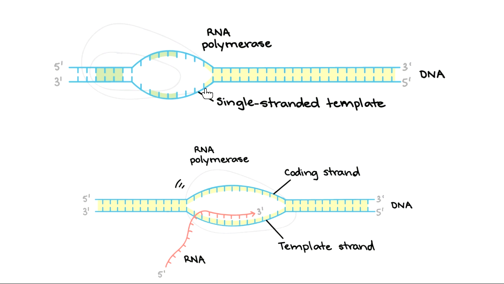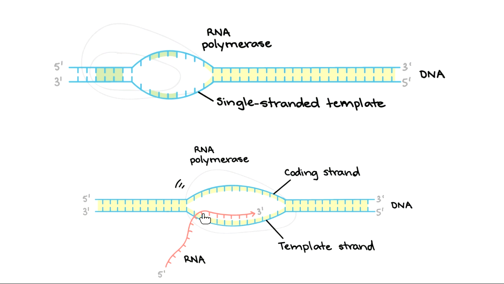And then we read the next one here. Oh, this is an A. I need to put in a U. Read the next one here. Oh, this is a C. I need to put in a G. So RNA polymerase starts way over here and slowly goes one by one, reading each of these nucleotides in the DNA double helix. As it reads them, it builds the complementary mRNA.